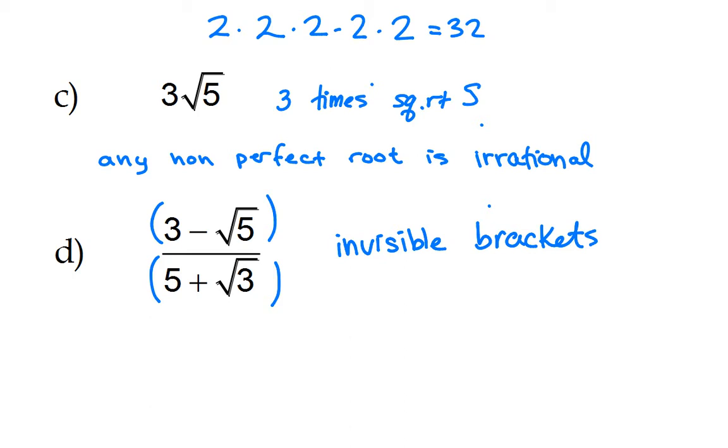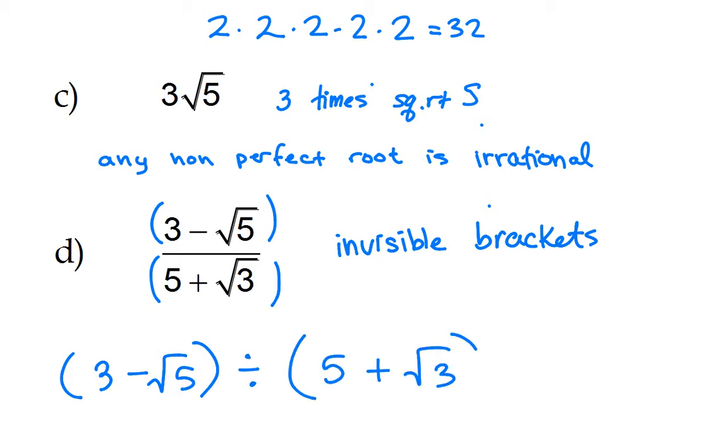So if you put this in the calculator, do 3 minus root 5 in a bracket, and then hit the divide button, and then another bracket, 5 plus the square root of 3. If you're rocking an old school calculator that does not have brackets, do 3 take away root 5, hit enter, do 5 plus root 3, hit enter, and then take those two results, divide them.